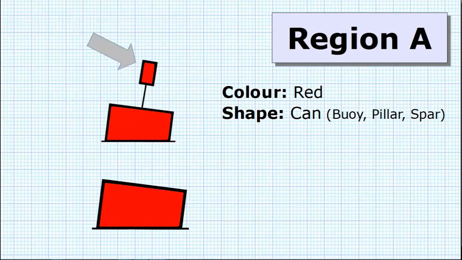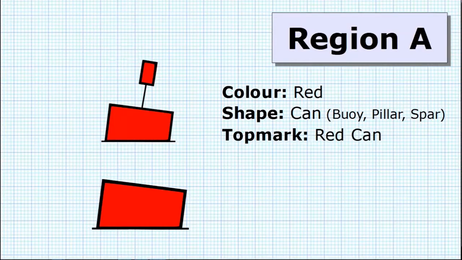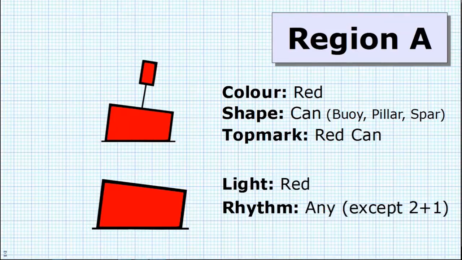Next, we look at the top mark, which in this case is going to be a red can. It's not always fitted. You can see the buoy at the bottom hasn't got a top mark fitted, but if it is, it's going to be a red can. At night, what about the light? It's going to be a red light, and the rhythm is going to be any flash except group flashing 2+1. The reason being is that group flashing 2+1 is reserved for preferred channel marks.